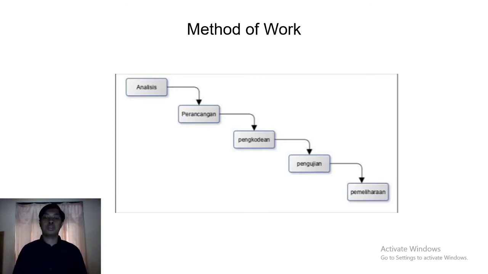Number three is coding. At this stage, everything changes into the programming language. Number four is testing. At this stage, the developer looks for errors in the system. Number five is maintenance. At this stage, the developer fixes errors in the system.